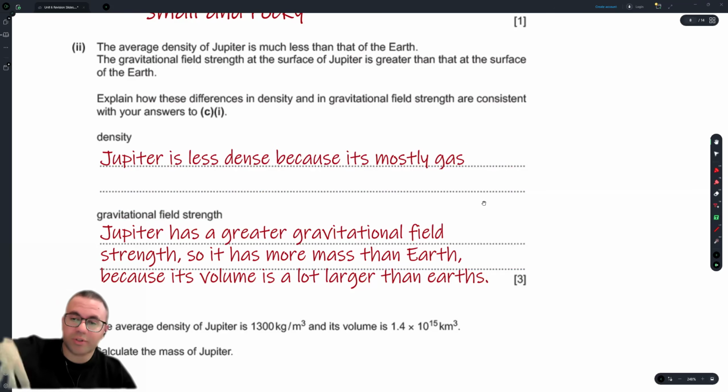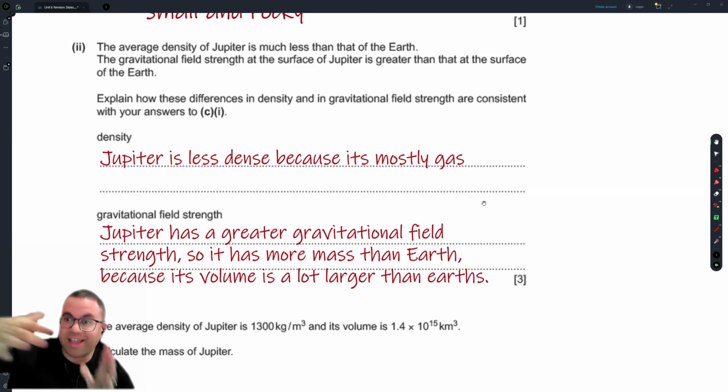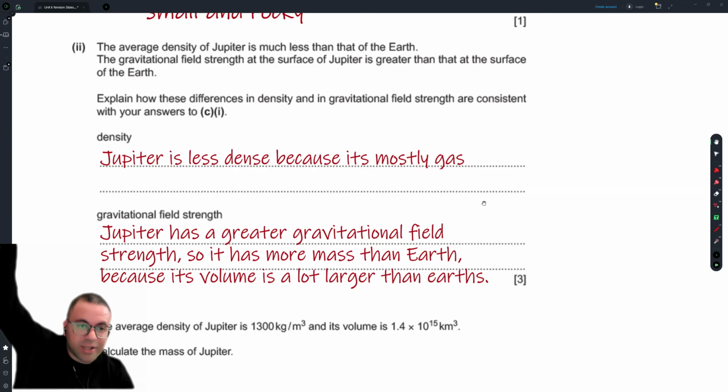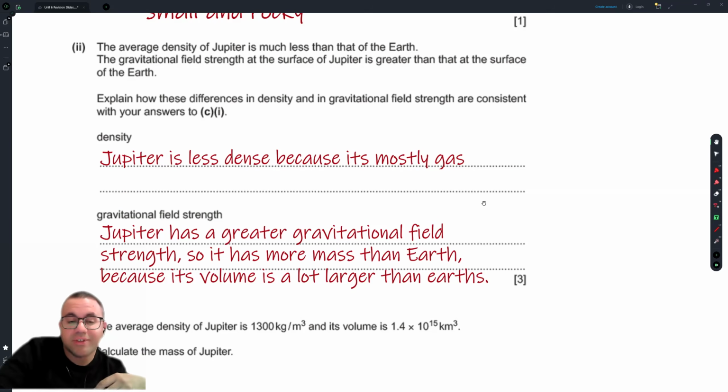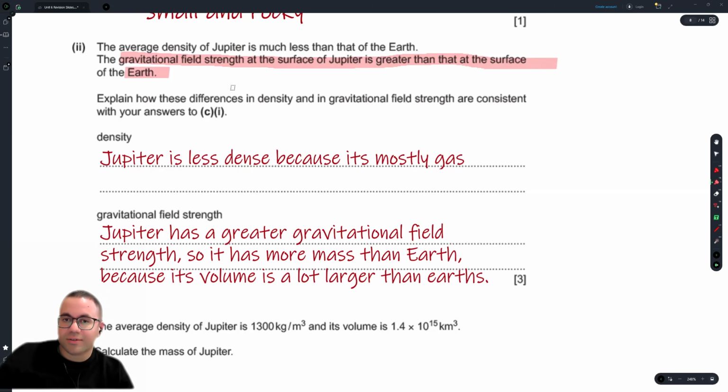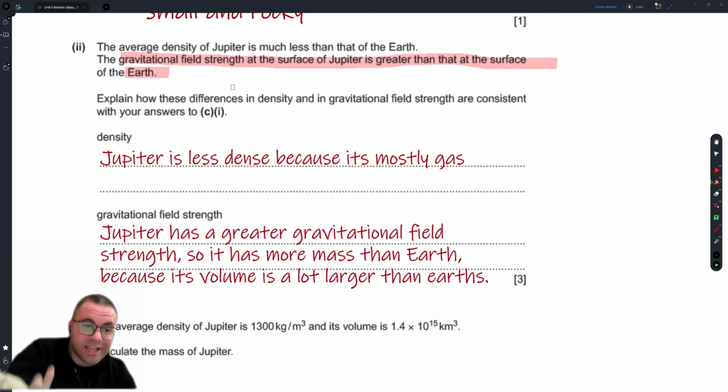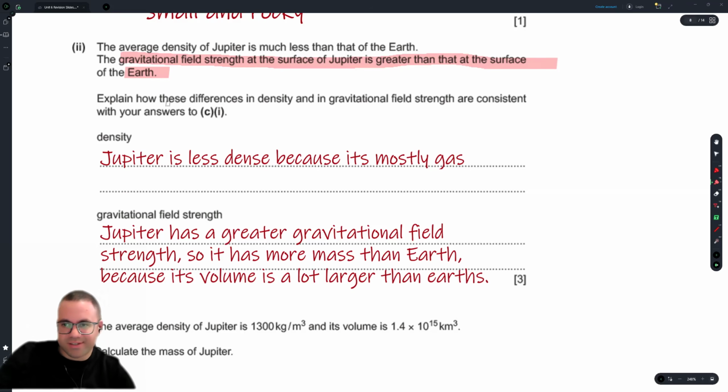So because Jupiter is made mostly of gaseous substances, it has a very large volume. That's why it has a large volume, but I wasn't asked about volume yet. However, gravitational field strength is proportional to mass. So the more mass something has, the stronger the field strength. Now, the question already mentioned that the field strength of Jupiter is greater than Earth's, which automatically means Jupiter has more mass. How does it have more mass? Because it's so large, it's got more mass inside all of that space, even if it's less dense.